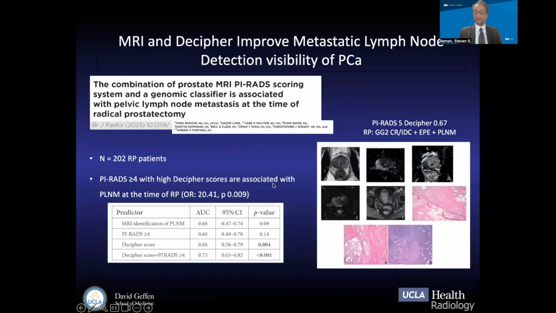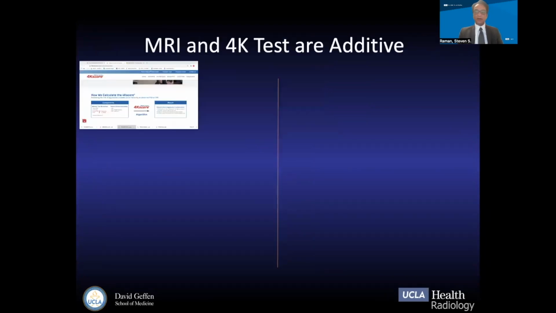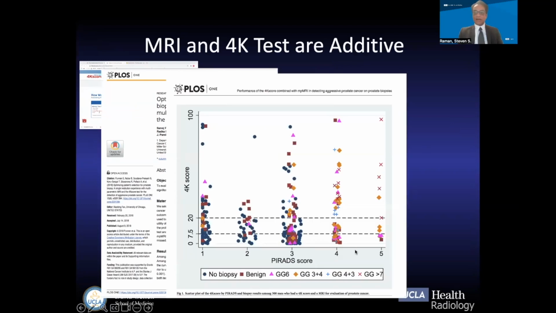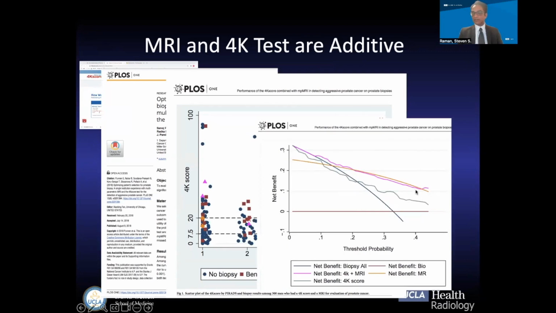This has also been shown where Decipher improves the prediction of lymph nodes in the radical prostatectomy setting, where aggressive MR and aggressive Decipher scores predict more metastatic lymph nodes, as you'd predict. MR and 4K tests are also additive. In this paper, basically, high PIRAD scores resulted in very high 4K test scores. The two together resulted in the best performance, although not by much. MR itself was pretty good.